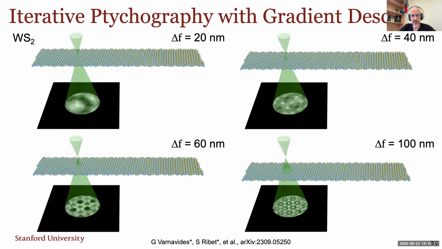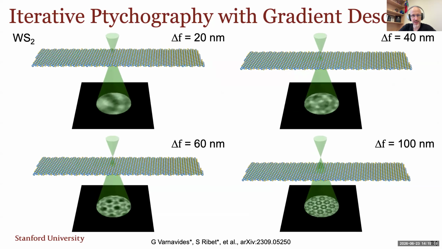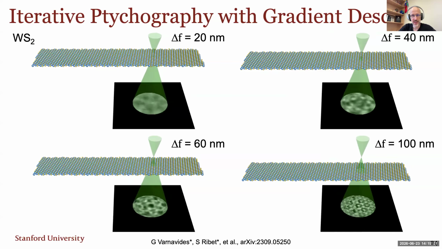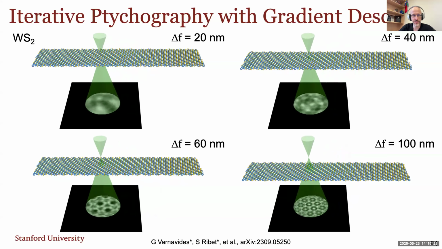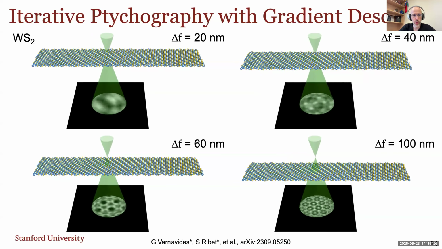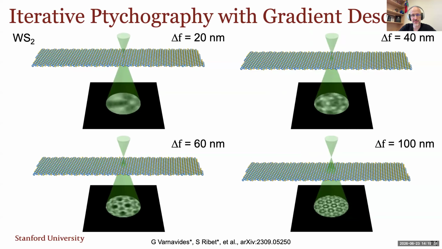What can you do if you do 4D STEM? Well, if we look at the atomic details in the far field here, these are 4 synthetic examples of tungsten disulfide here, showing that the diffraction pattern has this rich shadow image of the atomic lattice. And as I go to the lower right, I move the crossover further and further away.